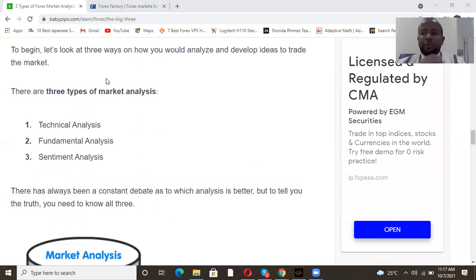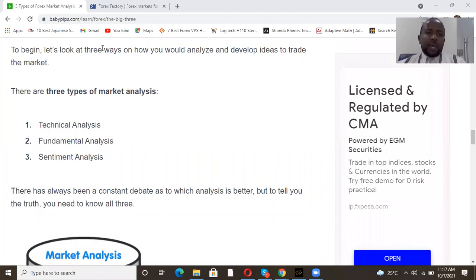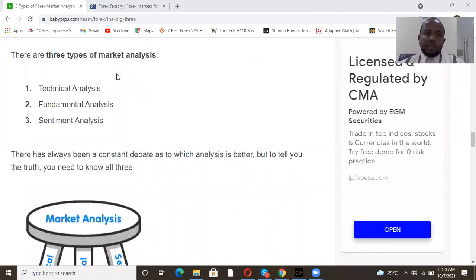For us to trade is basically developing an idea, because for you to make money where you are, you need an idea, or probably you need capital. So trading is basically developing an idea of where the markets might be going, up or down: global macroeconomics, geopolitics, and the rest. So we have 3 ways to analyze and develop ideas on how to trade the market. So there are 3 types of market analysis.